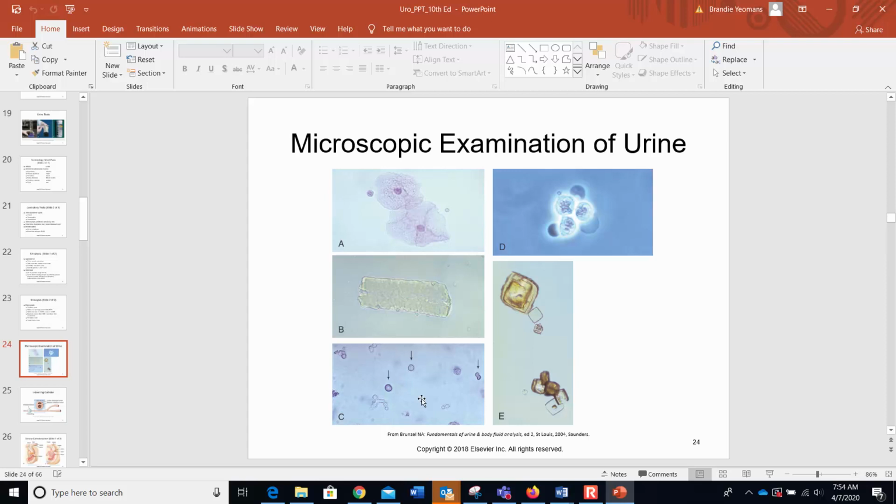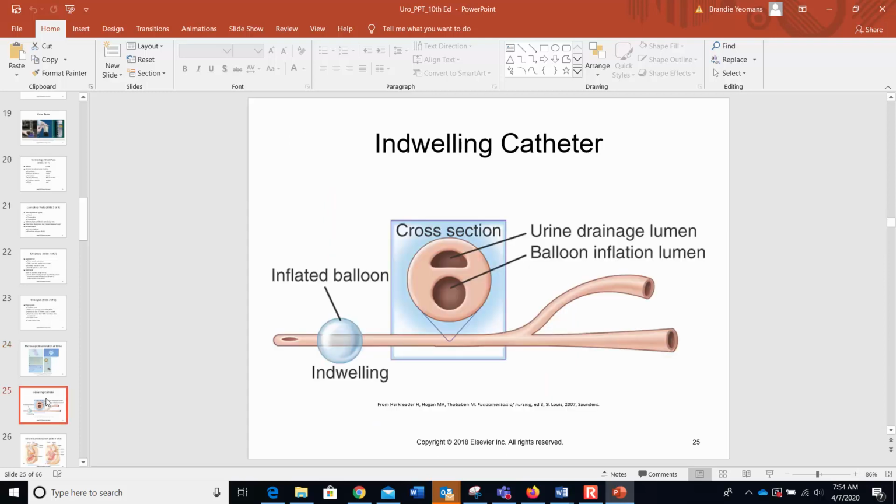Now, we can see red blood cells because maybe a patient is on their menses, or maybe that they are passing blood in their urine. So those are very important things that we would need to indicate to our physicians if they show up in that urine specimen. Alright, so let's talk a little bit about catheters, and I'm going to stop right here and flip over to a new lecture.